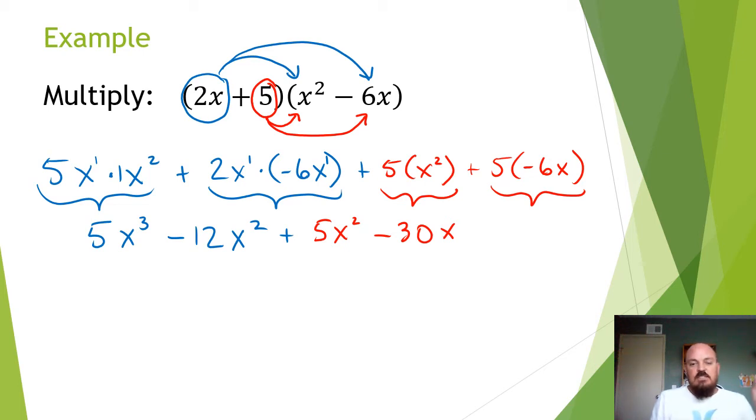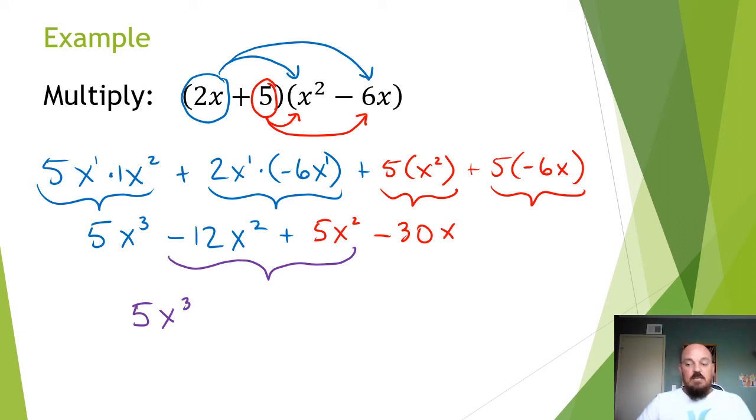So my first term is an x cubed. These two right here, these are common terms because they both have x squared in them. So I can add those together. So for my final answer, I'm going to leave the 5x cubed because I have nothing to combine that with.